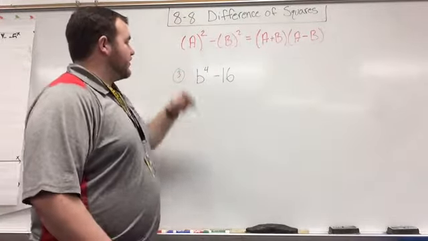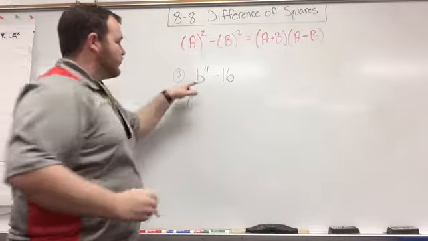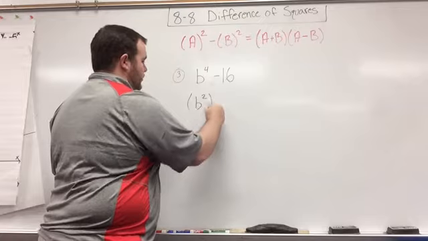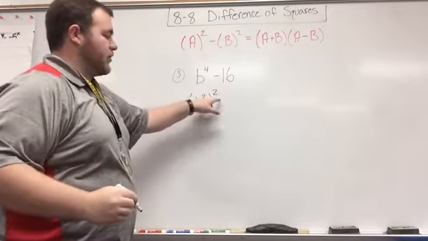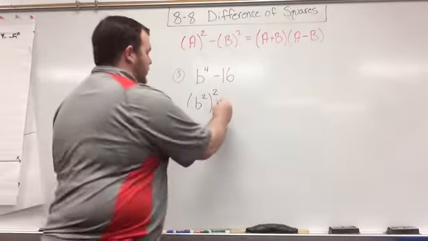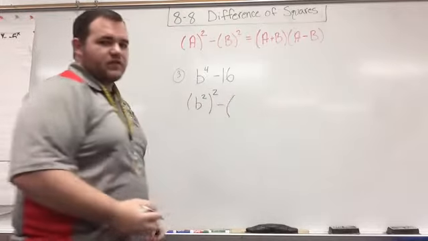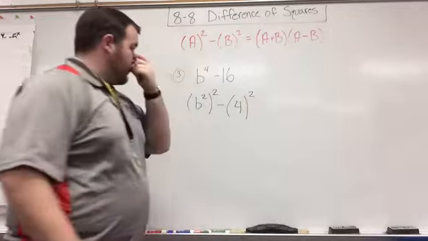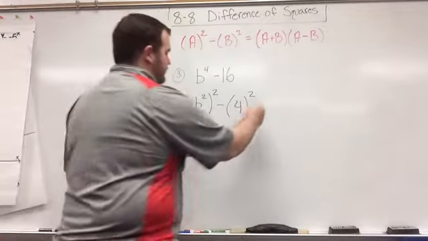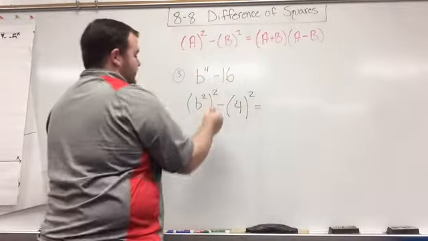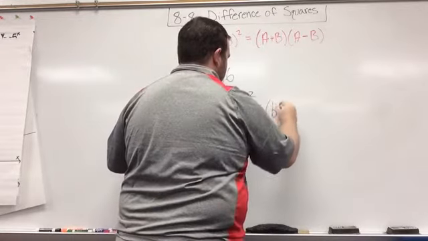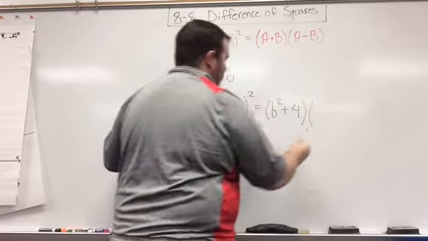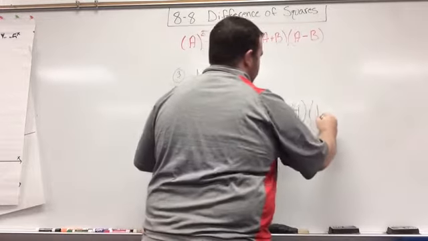So we need to write it like this. What times itself equals b to the fourth power? We get b squared. So b squared squared is the same thing as b to the fourth power. Minus what times itself gives us 16? We get 4 squared. Now we need to rewrite it. So we get b squared plus 4 times the quantity of b squared minus 4.